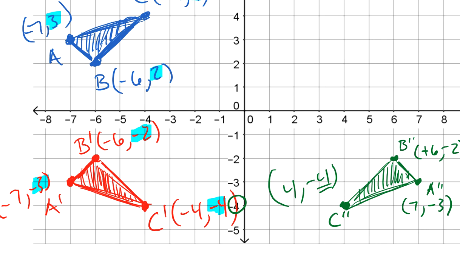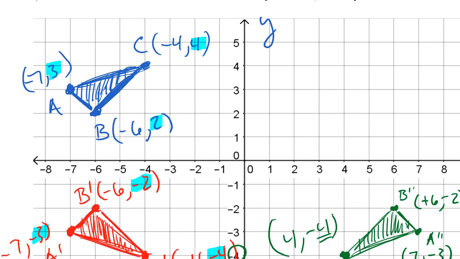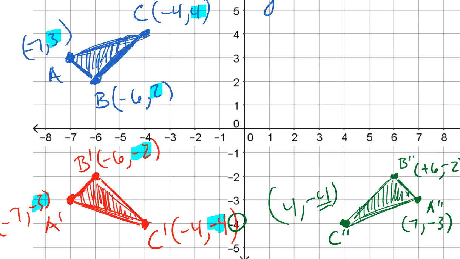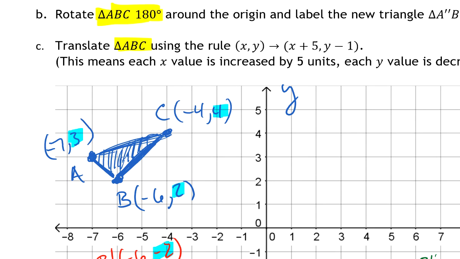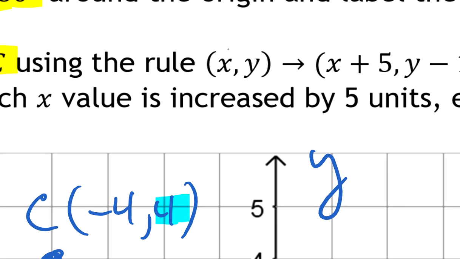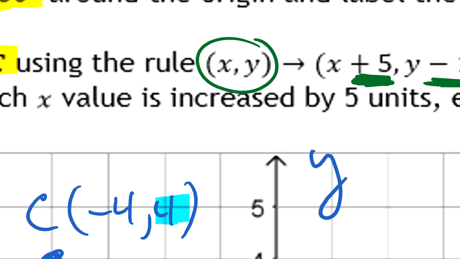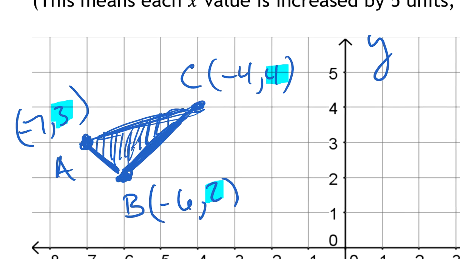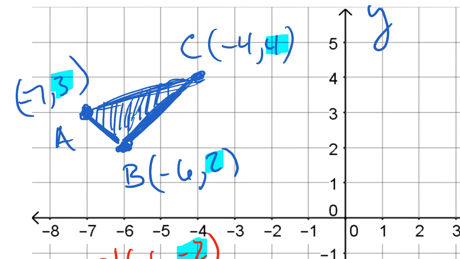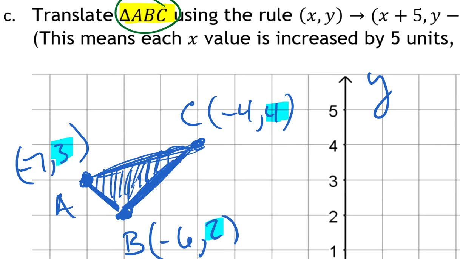The final transformation that we have to do is a translation. And a translation is just where we slide around either left or right. And if you look at this translation rule, what it's saying is that if you take an xy point, we're going to increase the x value by 5, right? We're adding 5 to what x is, and we're going to decrease the y value by 1. So it's a pretty straightforward rule, right? Increase x by 5, decrease y by 1. And again, we're starting with the original triangle, triangle ABC. That's what it says, start with the ABC.